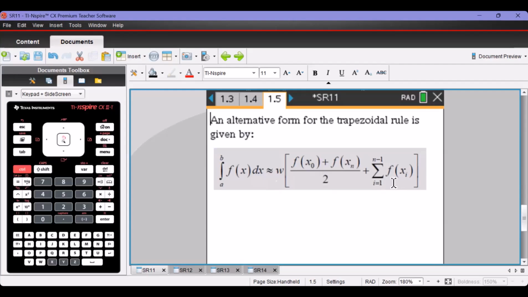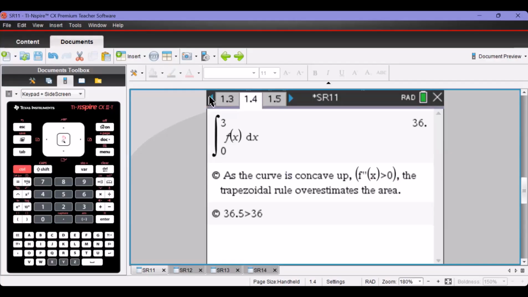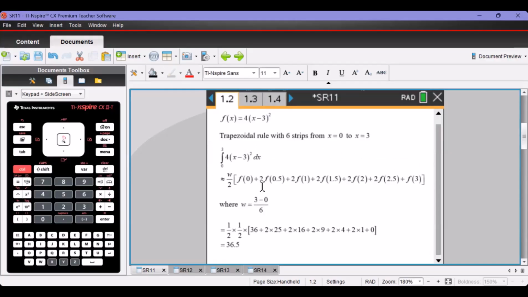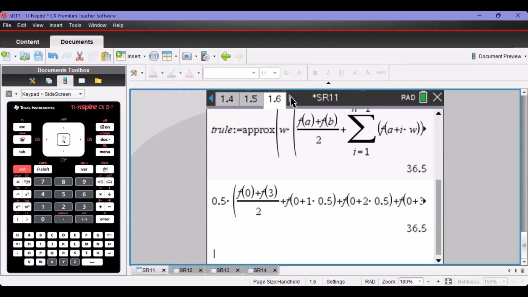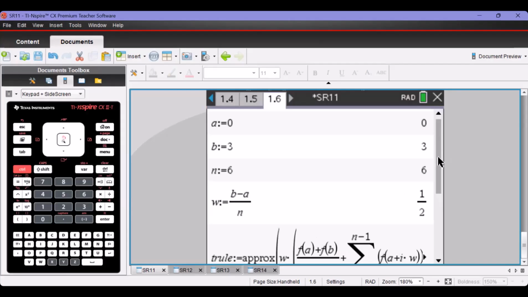We go back to page 1.2. That's the sum of these function values that have a 2 as a coefficient. So basically, it's separating the two end function values and then summing the other function values, each multiplied by 2, because we've got adjoining trapezia. So this is quite fancy, and you may not need to do this in the exam, but it's worthwhile having a look at this outside the exam.